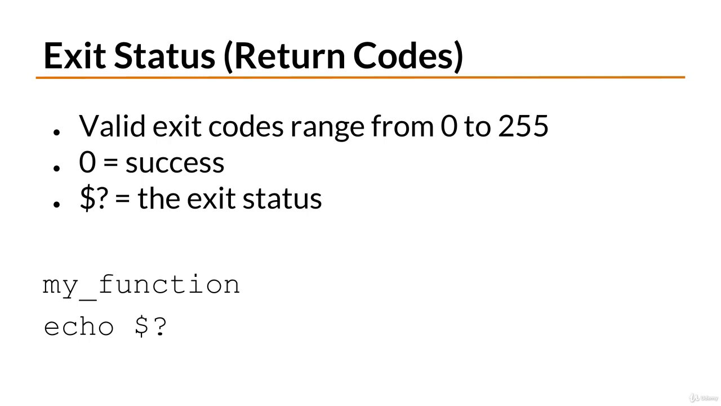In this snippet, the value of $? will be the exit status of the my_function function. You can use the exit status of a function to make a decision. For example, you could check to see if the exit status is 0. And if it is not, then you know some sort of error occurred. At that point, you could do some sort of error handling, for example.